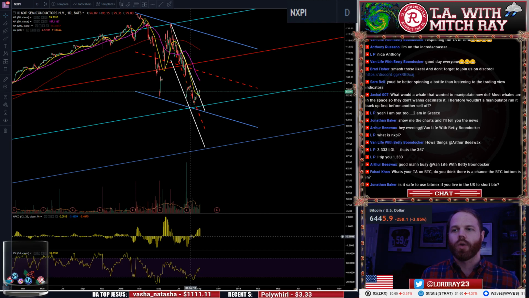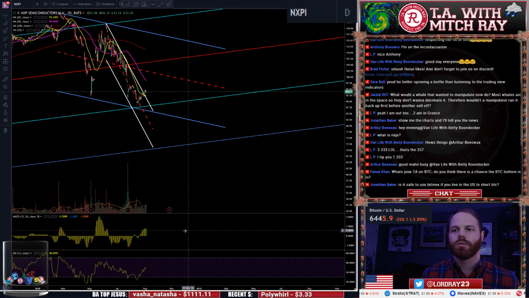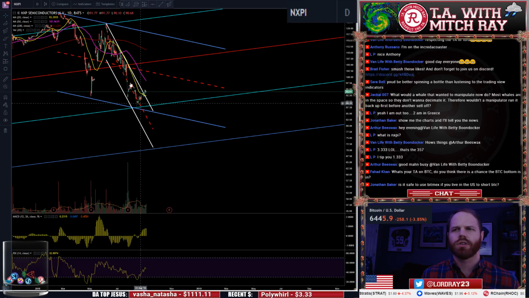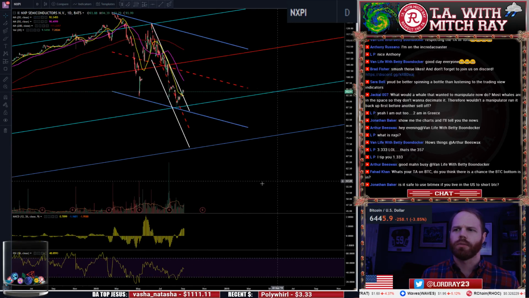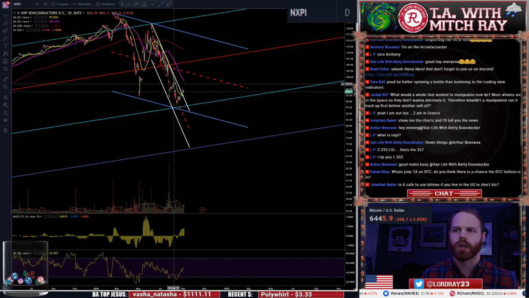So we're making lower highs with higher levels of positive momentum. So that is hidden divergence. Interesting, but the volume's dropped off tremendously since that earnings. What happened to it on earnings?